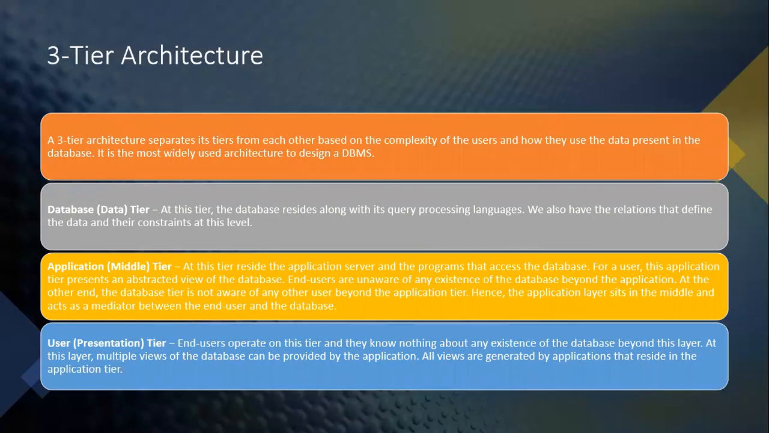Okay, next is the three-tier architecture. It separates its tiers and is based on the complexity of the users and how they use the data present in the database. It is the most commonly and widely used to design a DBMS. First is the database or data tier, where the database resides along with query processing languages. They also have the relations that define the data and the constraints at this level. For the application or middle tier, at this tier resides the application server and the programs that access the database. These applications represent an abstracted view of the database. End users are unaware of the existence of the database beyond the application. And at the other end, the database must be beyond the application tier. And then, we also have a user presentation tier.